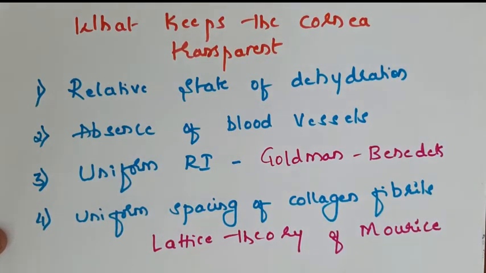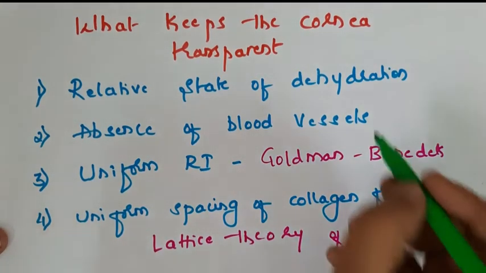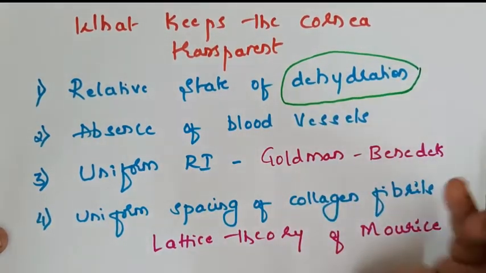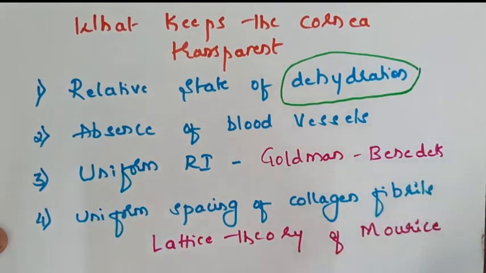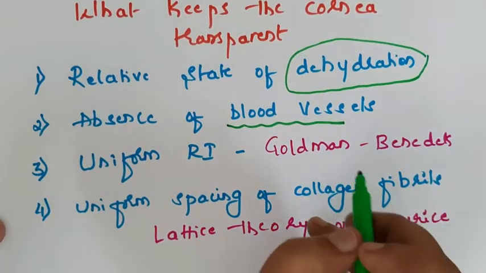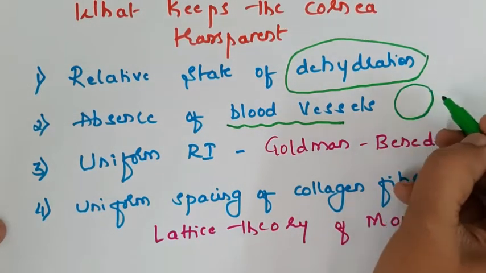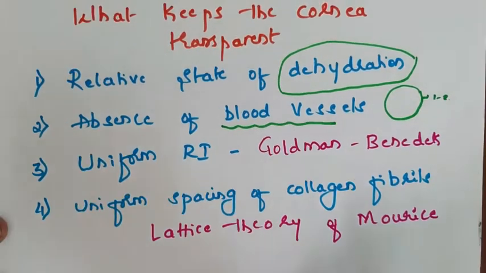Let's see the second question, that is, what keeps the cornea transparent. These are the factors responsible for the transparency of the cornea. The first one is the relative state of dehydration of the cornea. The cornea is relatively dehydrated, so it maintains transparency. The second factor is that there are no blood vessels in the cornea as such, except for the perilimbal area, just 1 to 2 mm around the limbus, where there is a plexus of blood vessels. Apart from that, there are no blood vessels in the cornea.